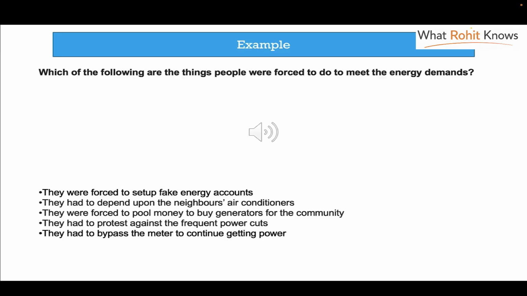All right, let's look at the answer. These are the correct options: the first one and the last one. They were forced to set up fake energy accounts. They had to bypass the meter to continue getting power.